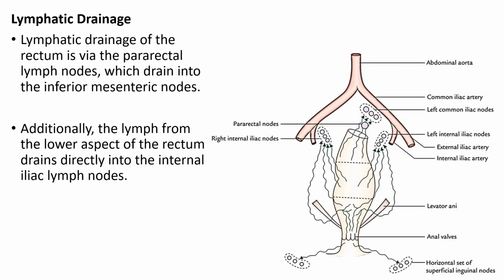About lymphatic drainage of rectum. Lymphatic drainage of rectum is into pararectal lymph nodes, which drain into inferior mesenteric nodes. Additionally, the lymph from lower aspect of rectum drains directly into internal iliac lymph nodes. In short, the lymphatic drainage is into pararectal lymph nodes and the internal iliac lymph nodes.